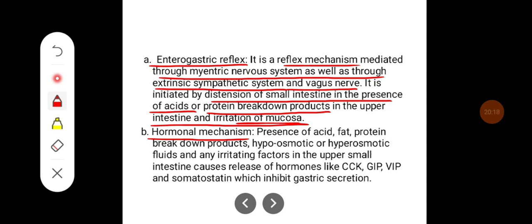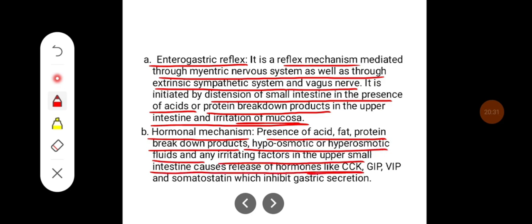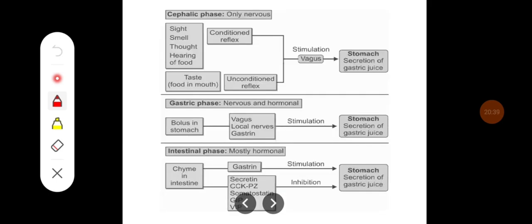Hormonal mechanism: the presence of acid, fat, protein breakdown products, hypoosmotic or hyperosmotic fluids, and any irritating factors in the upper small intestine causes the release of hormones like CCK, GIP, VIP and somatostatin, which inhibit gastric juice secretion. So these are the different phases of gastric juice secretion: cephalic phase, gastric phase and intestinal phase.